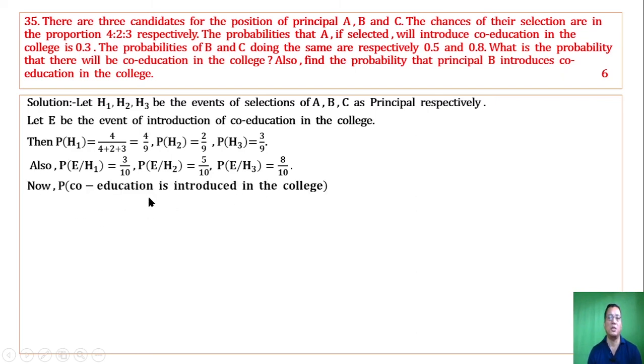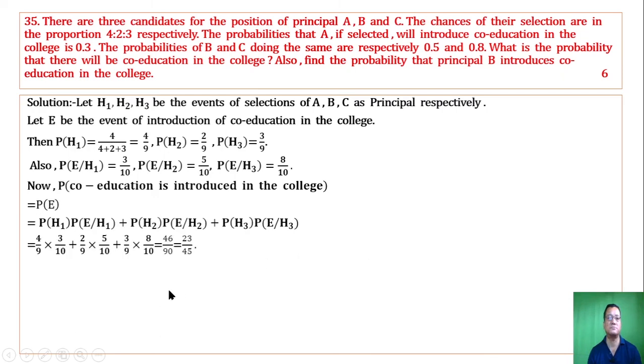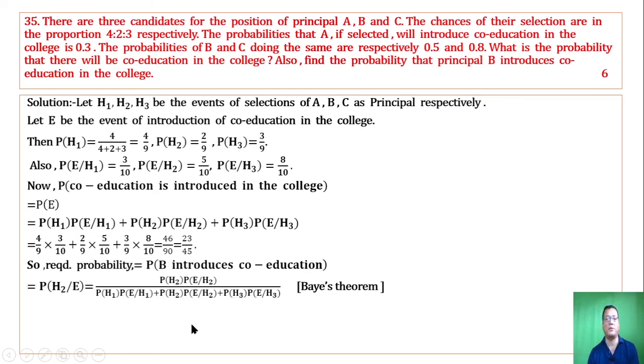The probability that co-education is introduced in the college is P of E, whose value is this. Put their respective values, we get 23 by 45. Required probability that B introduced co-education: using Bayes' theorem, P of H2 by E, put the respective values, we get 5 by 23.